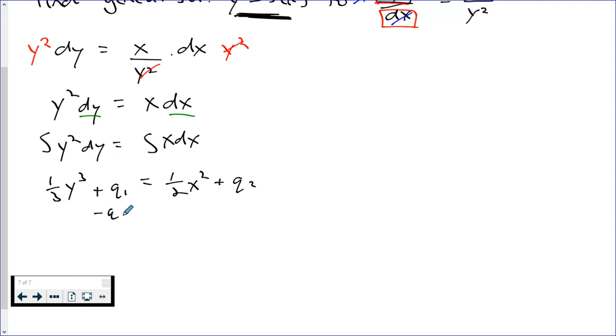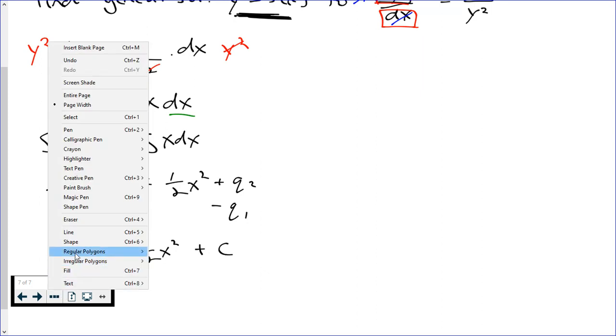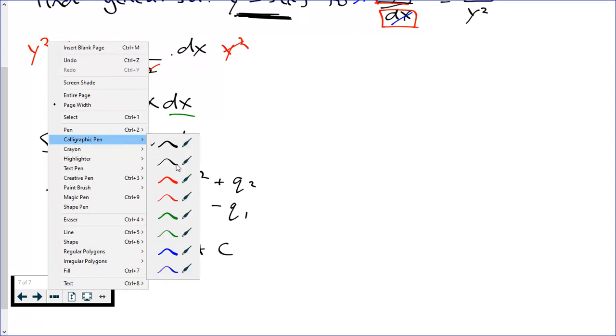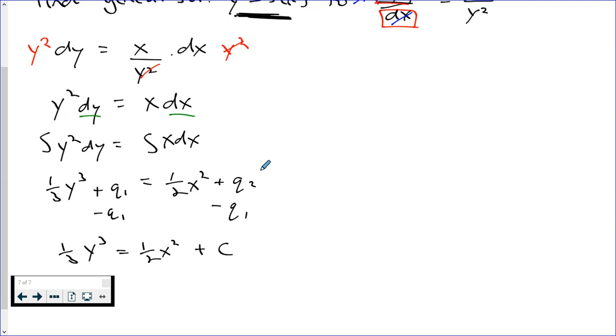So I would subtract q1 over here, and I would subtract q1 over here, and I'm going to get 1/3 y cubed equals 1/2 x squared. And then I have one constant minus another constant, but at the end of the day, that's just a constant. So I'm going to do plus c. And now the story with this is I don't really need to show this step. This step right here, I honestly wouldn't even show.